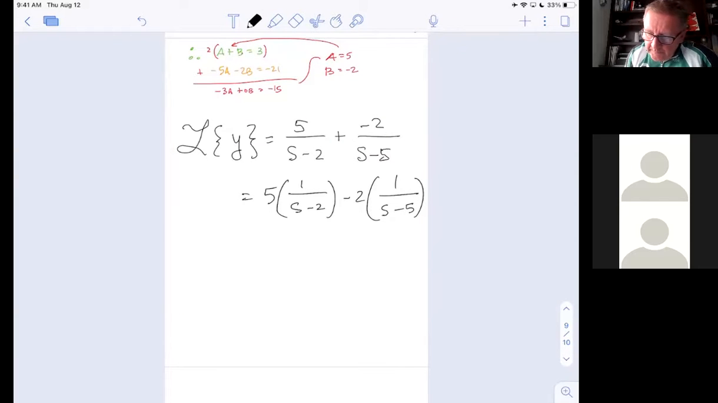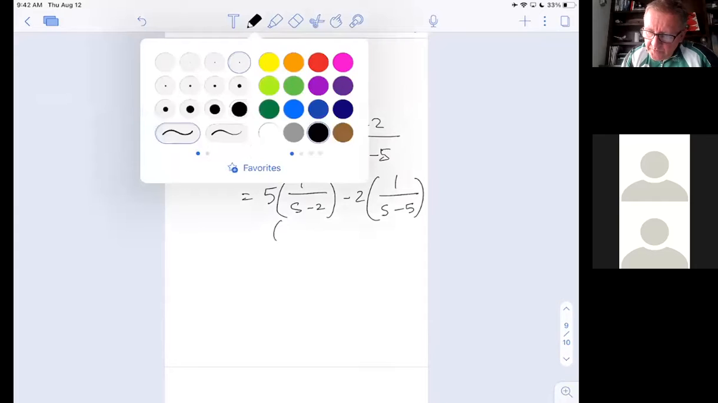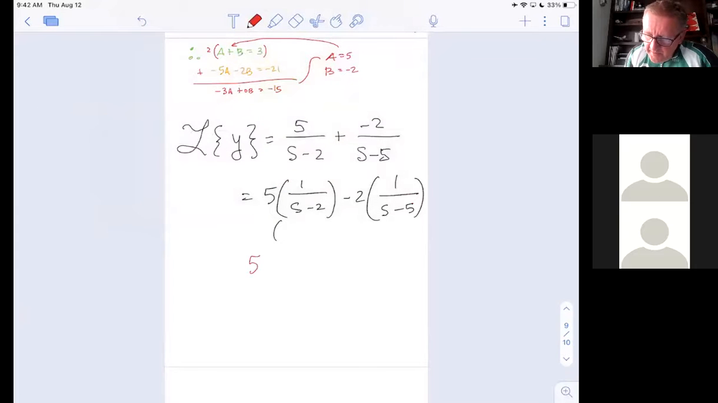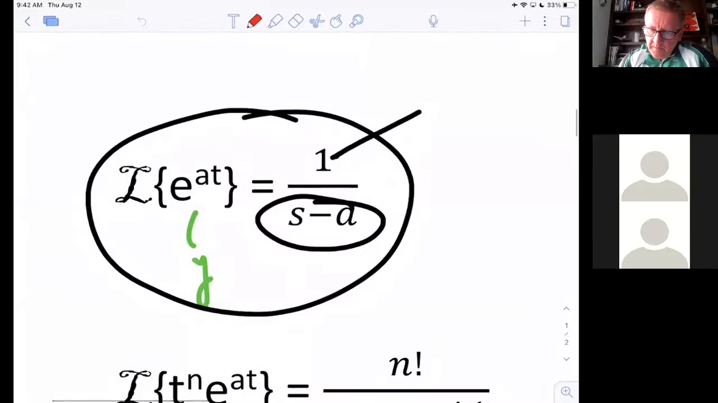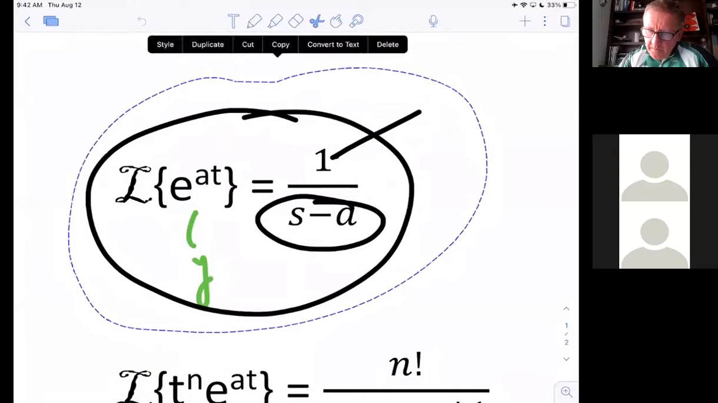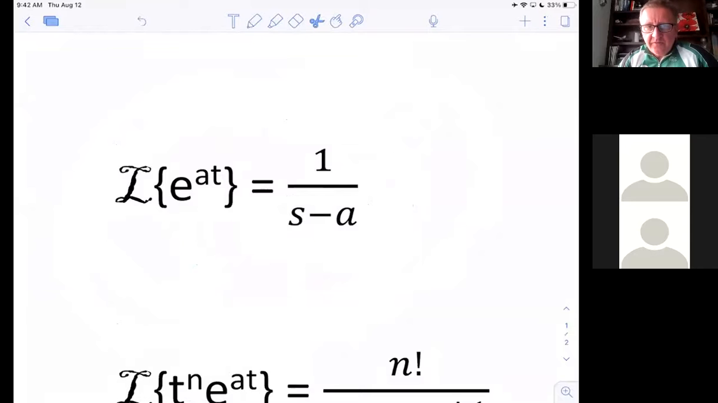And so isn't this, switch colors, isn't that just 5 times the Laplace transform of e to the 2t, according to the chart? If that's 1 over s minus 2, isn't that what you get if you take the Laplace transform of e to the 2t? Isn't that what we say? Again, let's look at this sheet. Laplace transform of e to the 2t is 1 over s minus 2. Isn't that right?